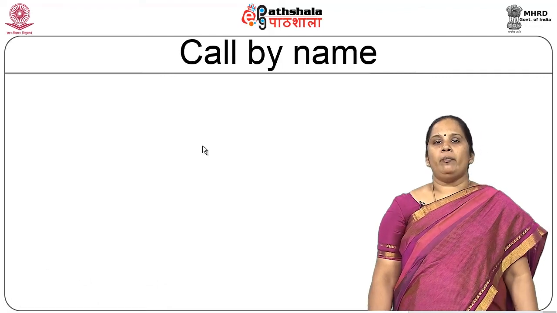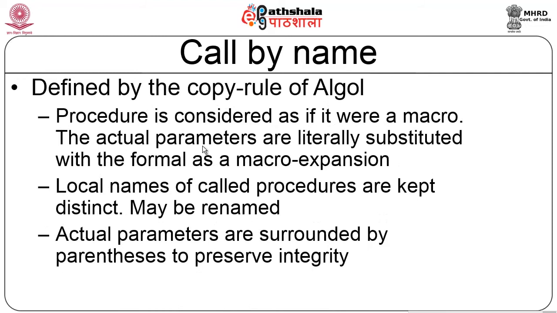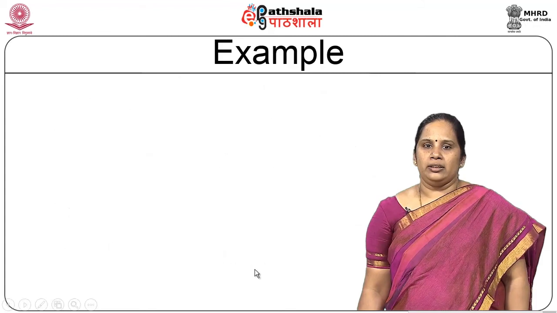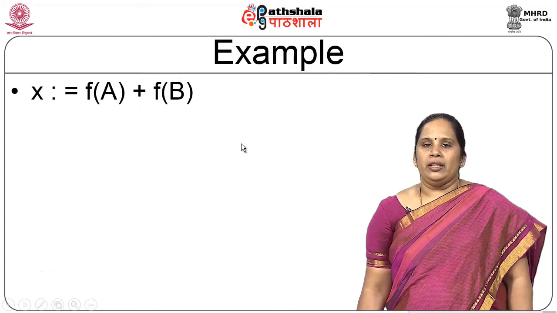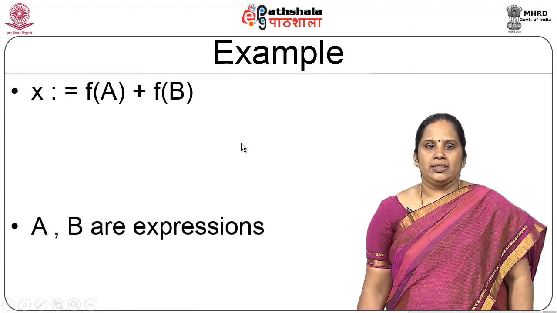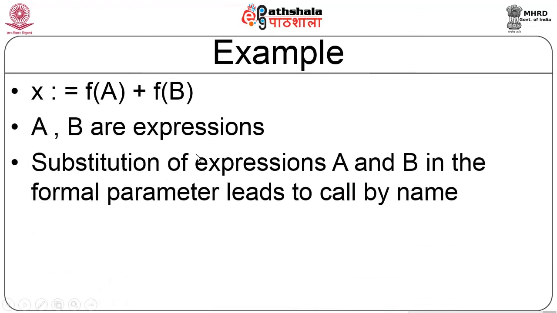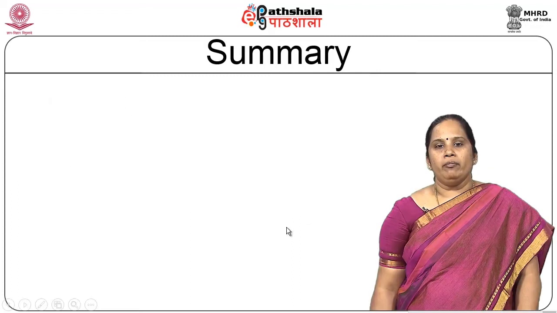The last one is call by name. It is defined by the copy rule of ALGOL language, where a procedure is considered as if it were a macro. The actual parameters are literally substituted here with the formals as in the case of macro expansion, and the local names of the called procedures are kept distinct, that is it could be renamed also. Actual parameters are surrounded by parentheses to preserve integrity. So this is the situation. So f of a plus f of b is your assignment to x. Here a comma b are expressions, and substitution of expressions a and b in the formal parameter leads to call by name. Okay, that is substituting, just called call by name.